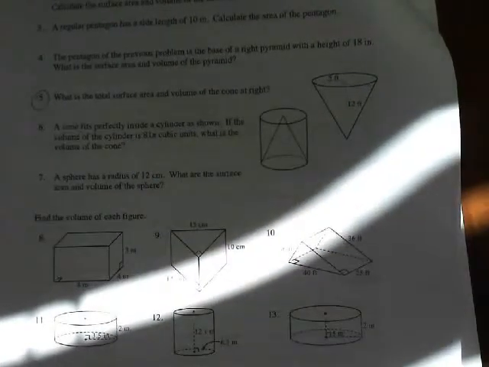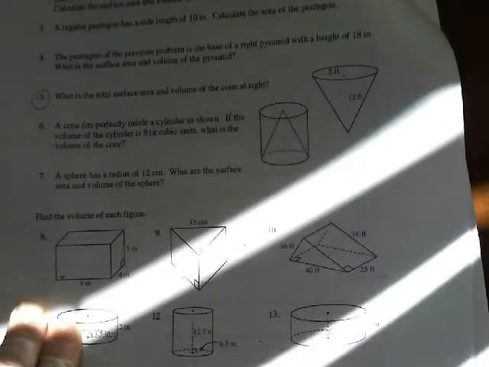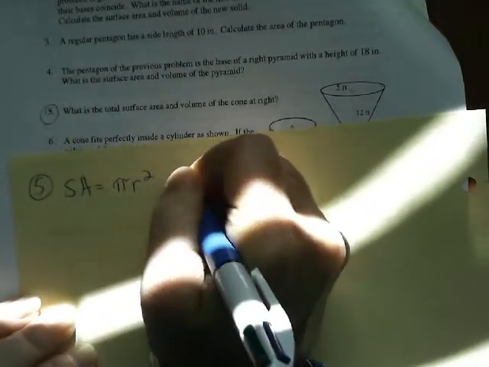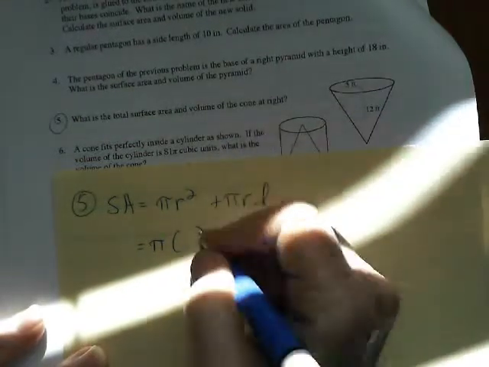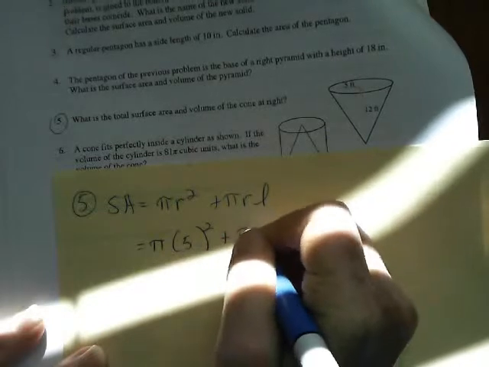Well, we just said that we think surface area is pi r squared plus pi r l. Okay, so we just plug the numbers in. Do we know what r is? Yes, it's 5. We don't know what l is.